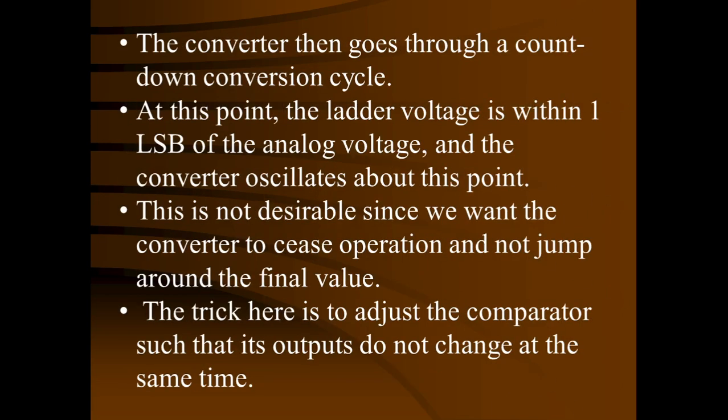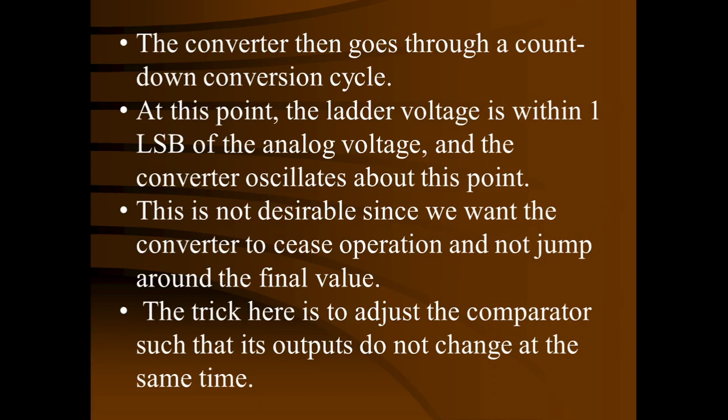The converter then goes through a countdown conversion cycle, because in that case the down flip-flop is going to be set and the up flip-flop is going to be reset. That way the down control line of the counter becomes true and the count up control line is going to be 0, and hence the counter will advance in a count down mode, or it is decremented. At this point, the ladder voltage is within 1 LSB of the analog voltage and the converter oscillates about this point.